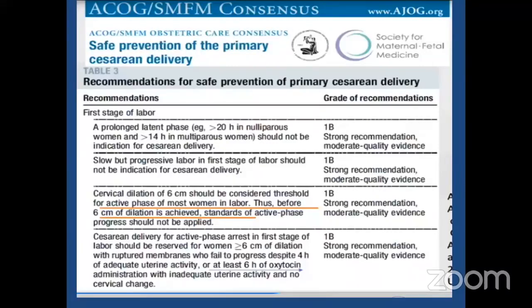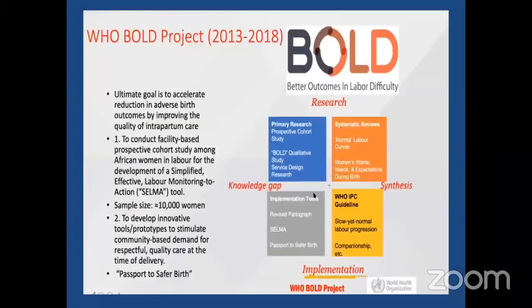So that was quite a strong recommendation for these 3 points. So taking into consideration all these collective findings from guidelines and researchers and evidence-based medicine people, etc., the WHO came up with a bold project. And what is that bold project? Better Outcomes in Labor Difficulty, BOLD, bold, right?